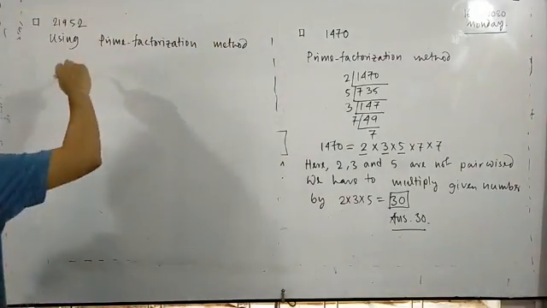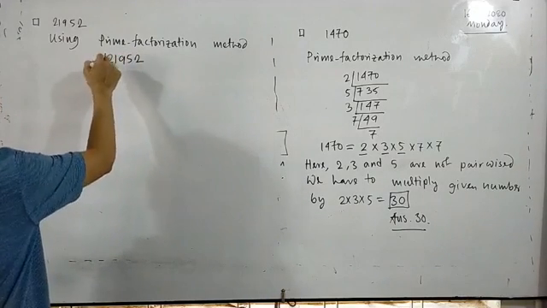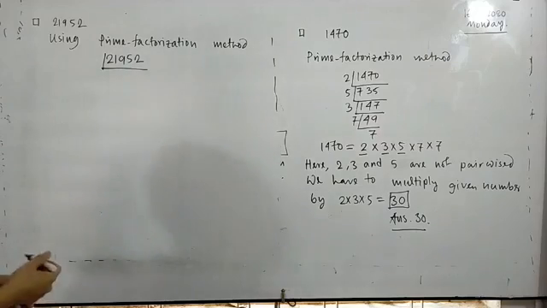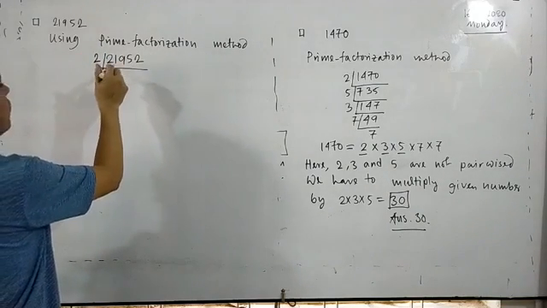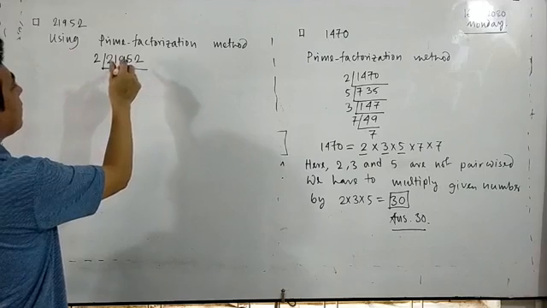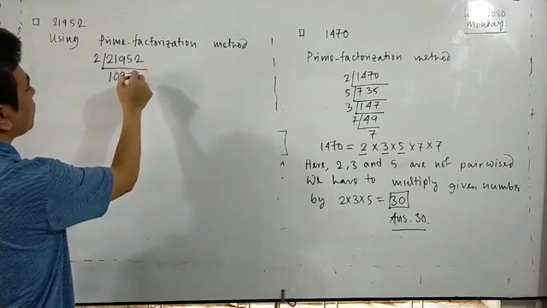Okay, using the prime factorization method. So 21952. The unit place number is 2, so we can divide by 2. Here is 1, here is 0, here is 9, okay, here is 15, so we can take 7, here is 12, so it is 6.